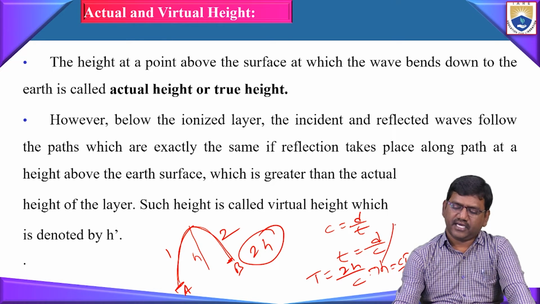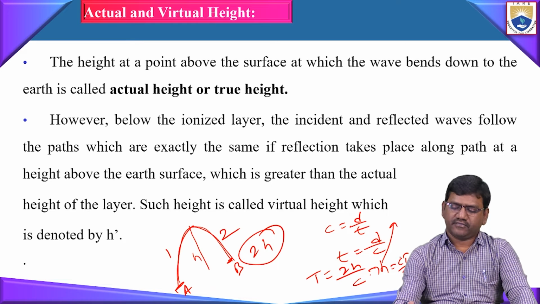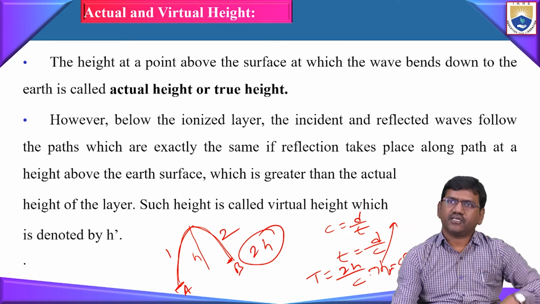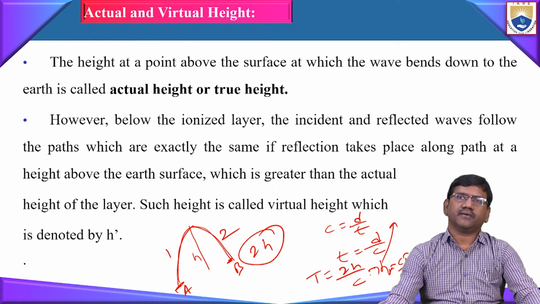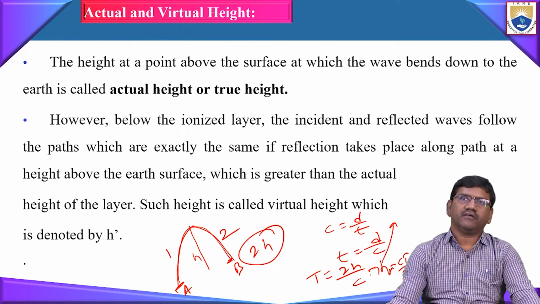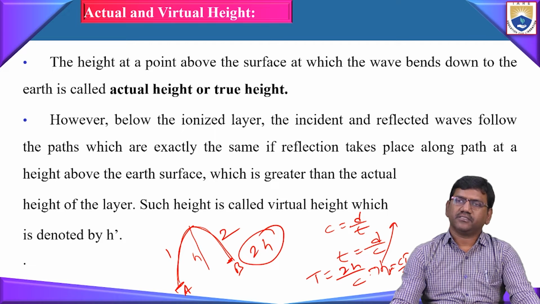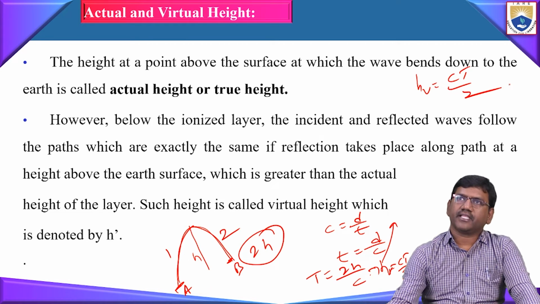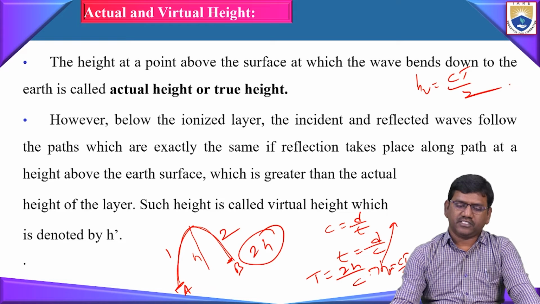h indicates the virtual height, which we can denote as hv. That is, the virtual height depends upon the velocity and the time taken by the ray to travel from point A to point B. So hv is equal to ct by 2, the virtual height.